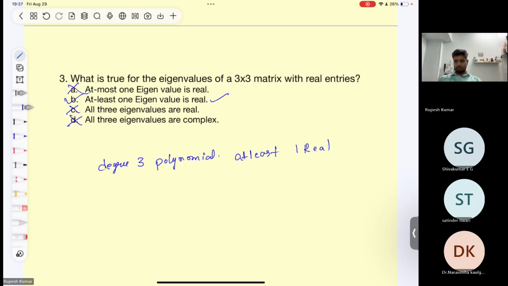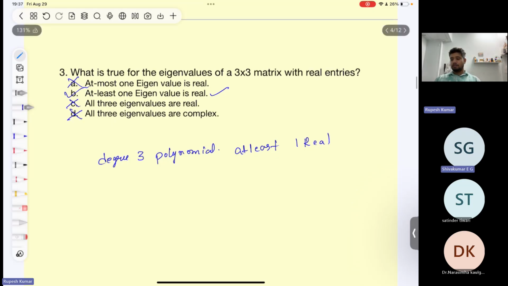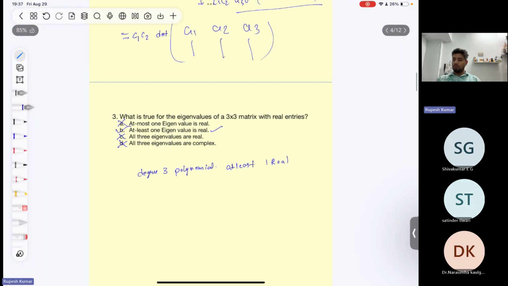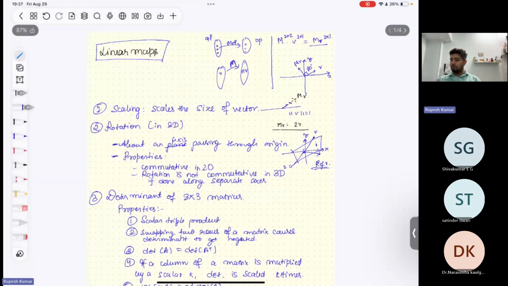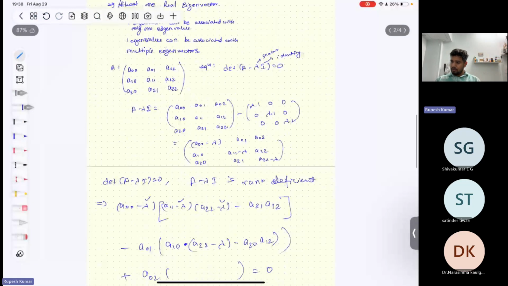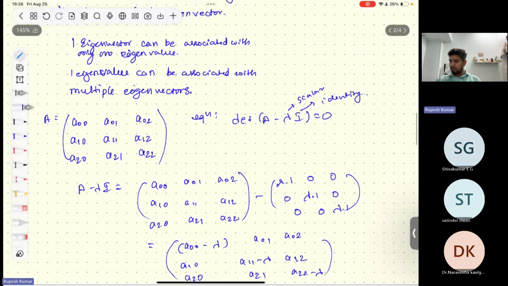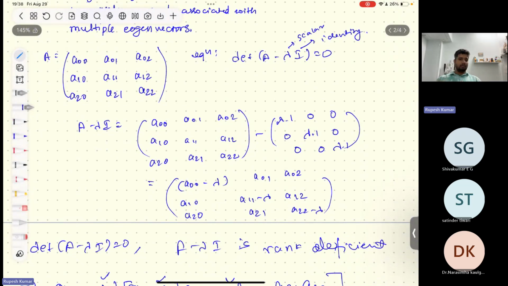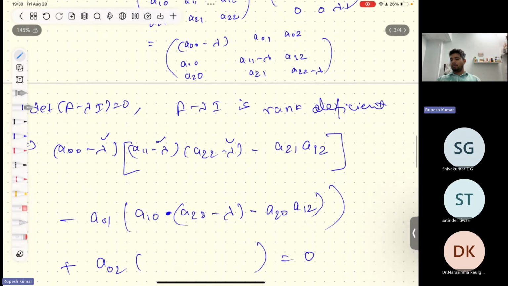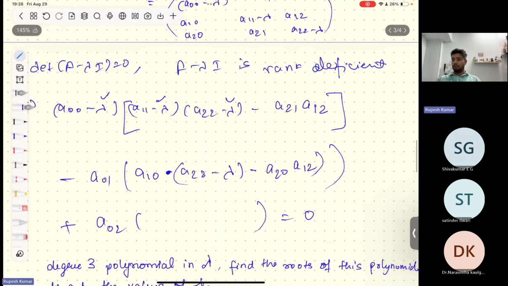Please explain that B is the right answer. Okay, so when you try to find the eigenvalues, do you remember what we were trying to compute? We were trying to set the determinant of A minus lambda I to be 0. Now here lambda is the unknown, and when you find the determinant of A minus lambda I and set it to 0, you get a polynomial like this.